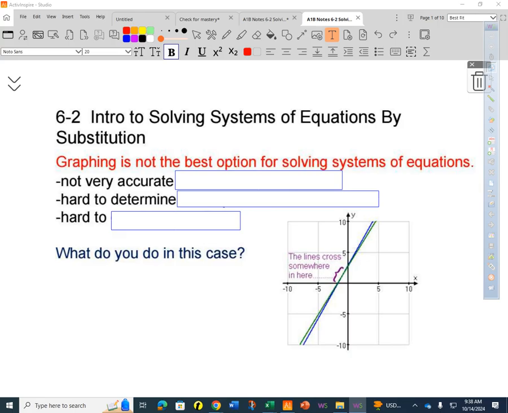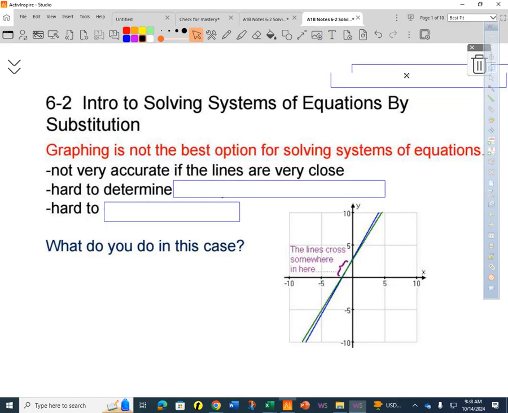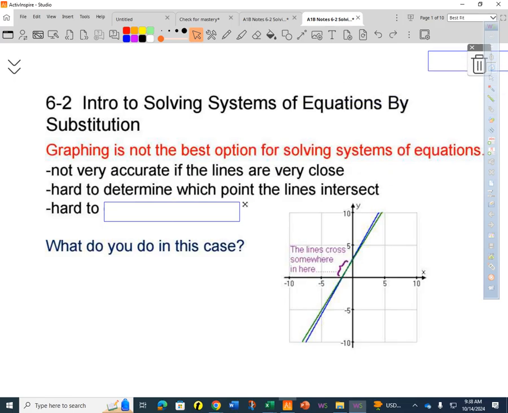So, why is graphing not the best option for solving systems of equations? So we're going to start. You're filling in, following along with me. It's not very accurate. I'm trying to get my board to work. Not very accurate if the lines are very close. So like this example here, we don't really know where those lines intersect. It's hard to determine which point the lines intersect at.